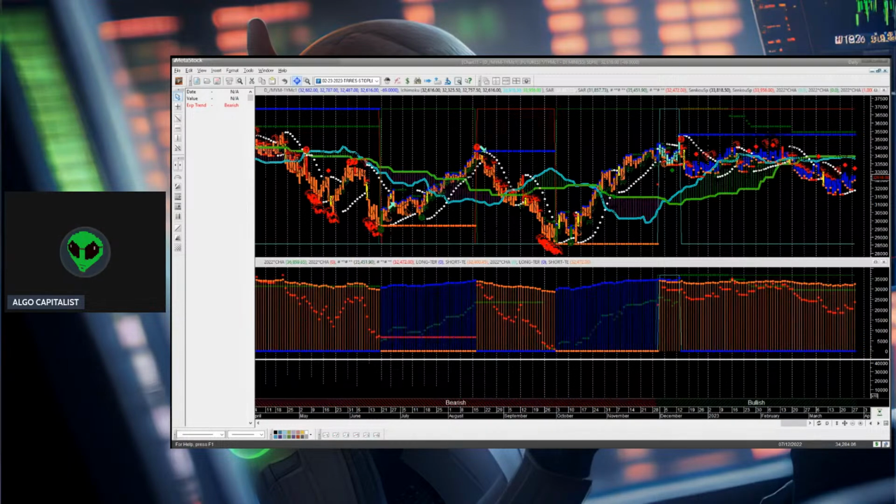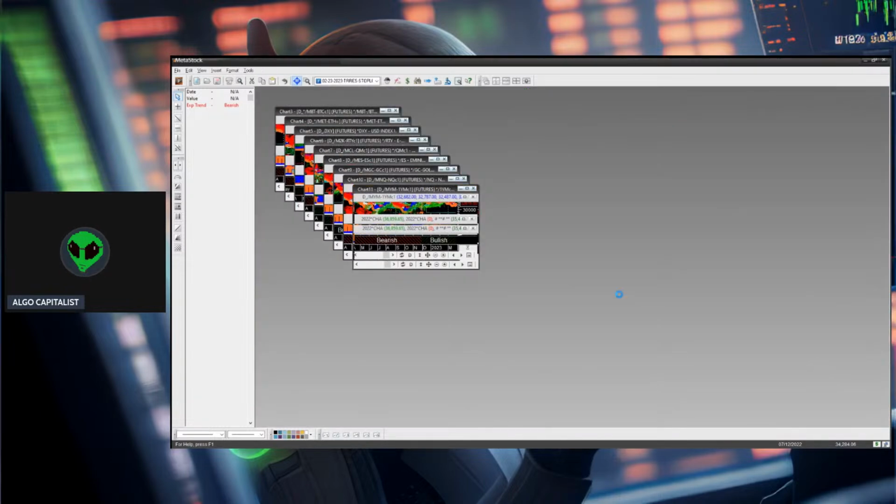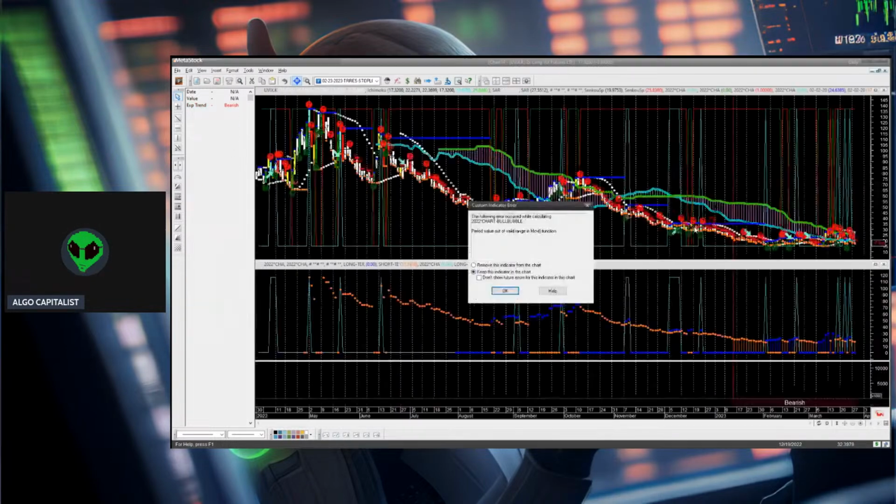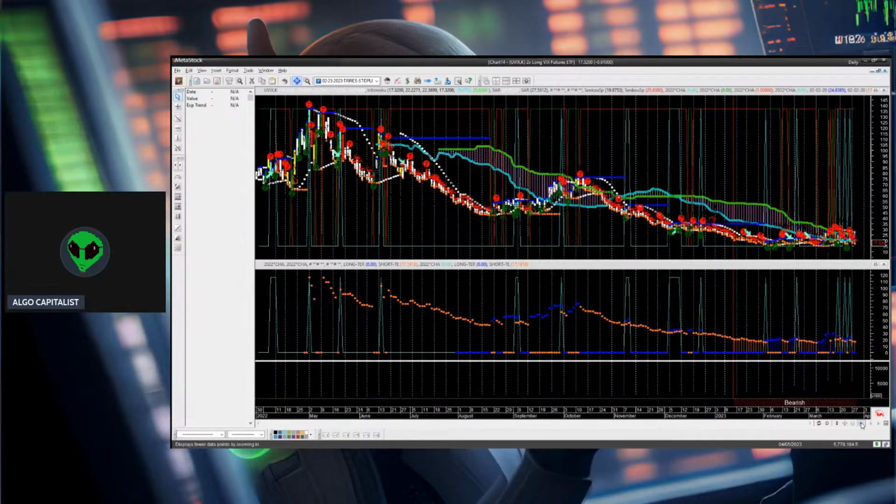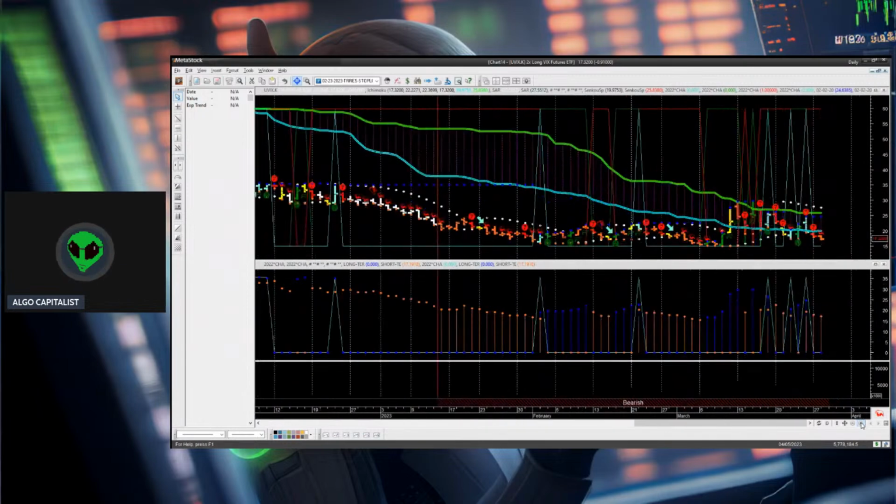UVIX, the 2x long UVIX futures ETF. All right. So we'll get this pulled up. Okay, so this one is all over the place. It's in a trading range between $15 and about, we'll say, $30. So it's a $15 trading range that you're in right now, and you can see this is a consolidated market.